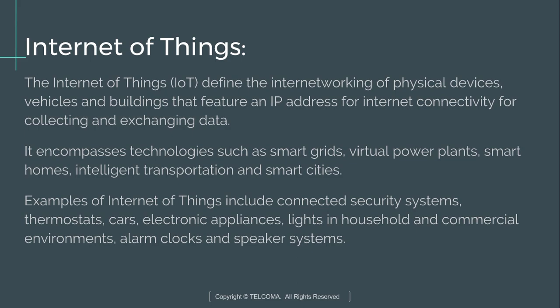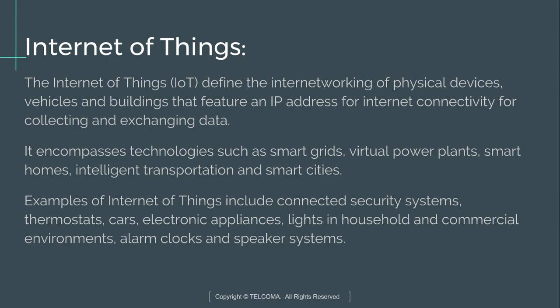So here the Internet of Things defines the internetworking of physical devices, vehicles and buildings that feature an IP address, that have their own unique IP addresses for internet connections and for collecting and exchanging data. So it means we interconnect the physical devices, vehicles and buildings together so that they can communicate with each other to perform a task.